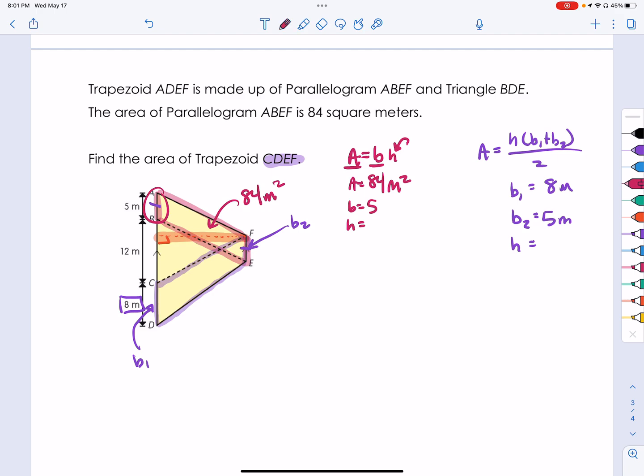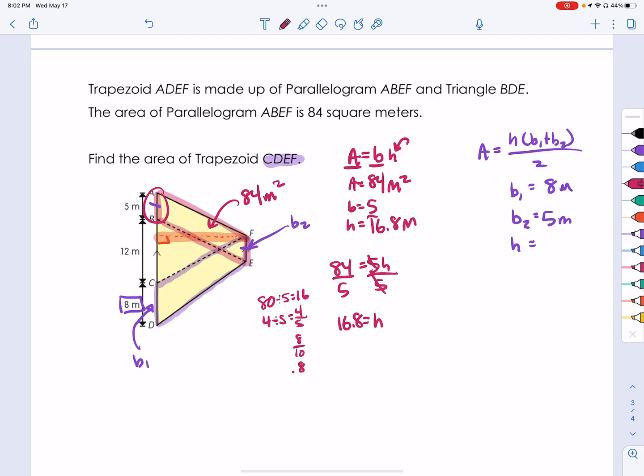So let's do some math. 84 equals, our base is 5, times h. Let's do some inverse operations. We're left with 84 divided by 5. This is not going to play very nicely. This seems like a terrible problem. Whatever. I know that 80 divided by 5, 40 divided by 5 is 8, so this is going to have to be 16. And then we're left with 4 divided by 5, which is 4/5, or 8/10, or 0.8. So I'm going to call this 16.8 meters. So our height is 16.8 meters, which also means now that we know the height of that parallelogram. The height of our parallelogram is going to be 16.8 meters.